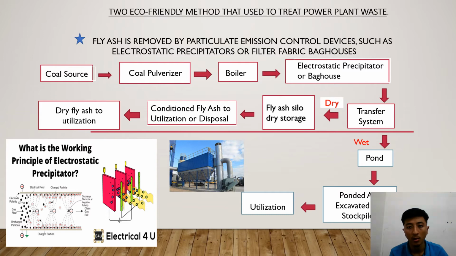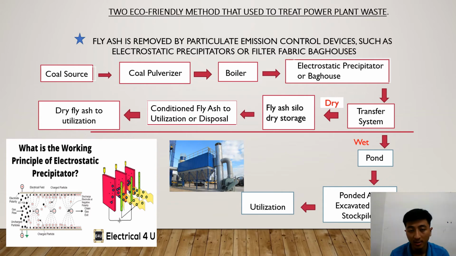For the first one in the eco-friendly method, the first is the coal source. What is the coal source? Coal is the energy stored by plants that lived hundreds of millions of years ago in swampy forests. The second one is the coal pulverizer, and the third is the boiler. What is the function of the boiler? The function of the boiler is to produce either hot water or steam. A hot water boiler heats the water for domestic or commercial heating and hot water supply.